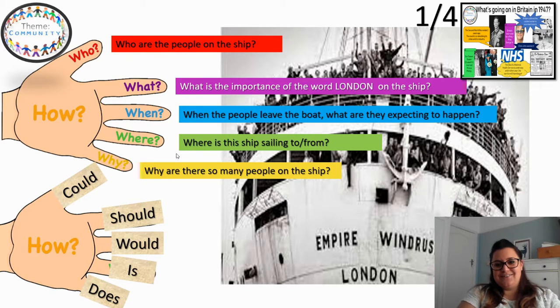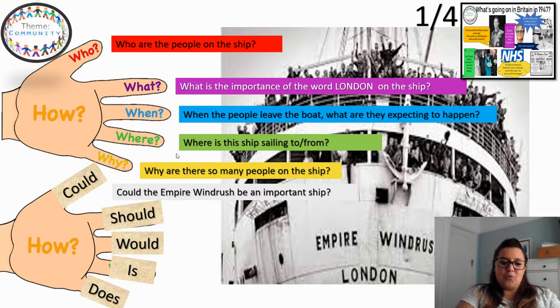We could also challenge ourselves with the next handful of questions. Could, should, would, is, and does. These can be a little tricky though. Don't worry. Maybe ask an adult or an older sibling to help you generate some questions here. Could the Empire Windrush be an important ship?